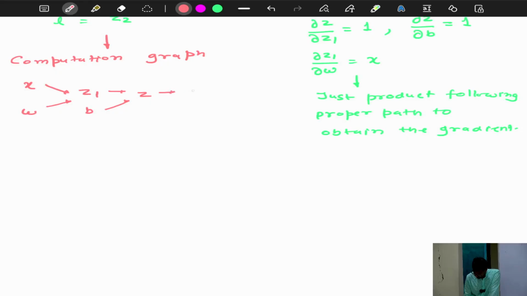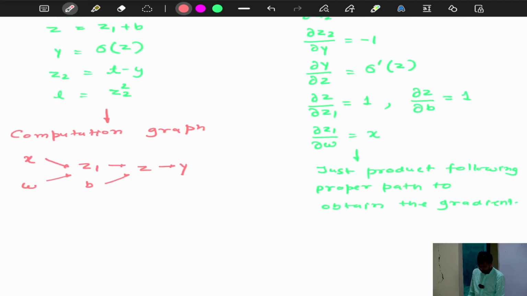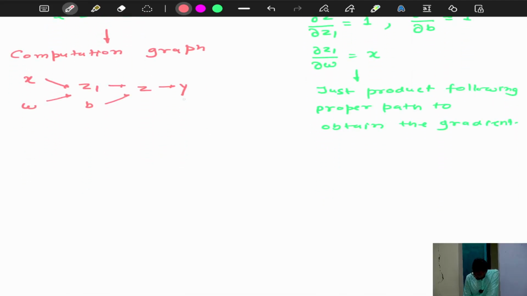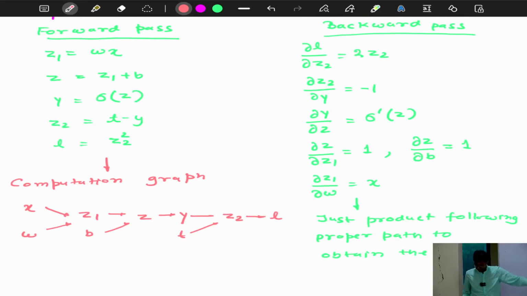So, from here it is a single path to Y. From Y you go to Z2. So, for that you need a T. Z2, and from here you go to L, right. This is the path, this is what I had written earlier. I mean, you see them together, you will understand. This is the forward path, or the computation forward pass rather. So if you go left to right, that is the forward pass. If you go right to left, that becomes the backward pass.